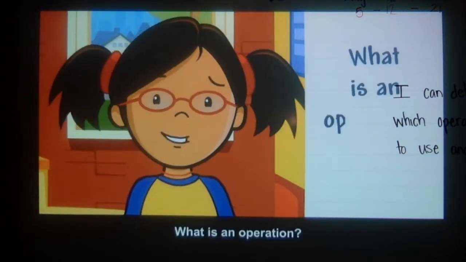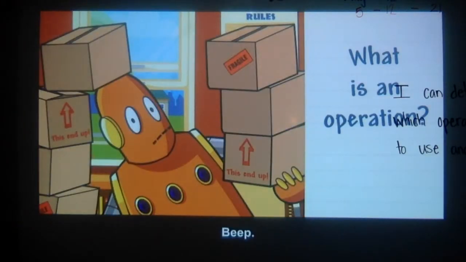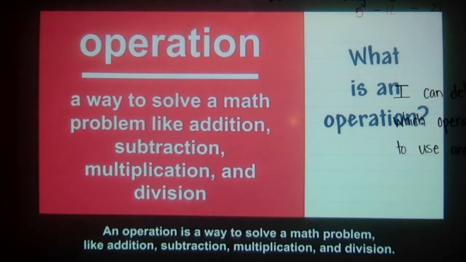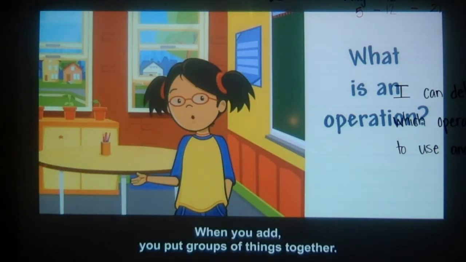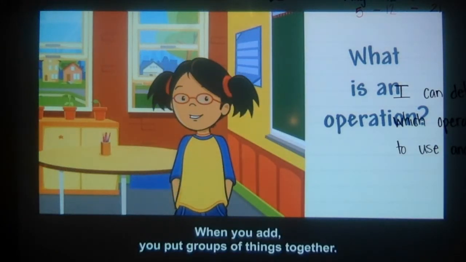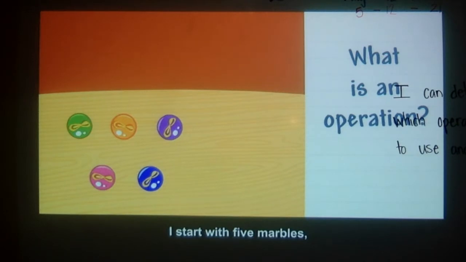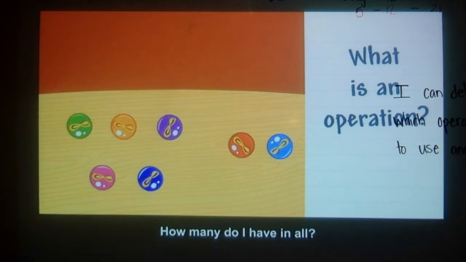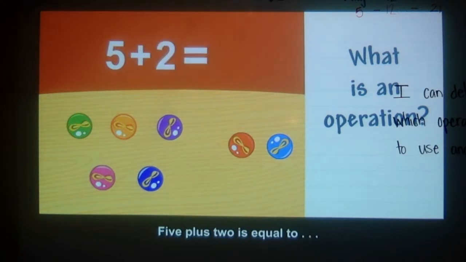What is an operation? An operation is a way to solve a math problem, like addition, subtraction, multiplication, and division. When you add, you put groups of things together. I start with 5 marbles, and I get 2 more. How many do I have in all? You can add to find the total. 5 plus 2 is equal to 7.